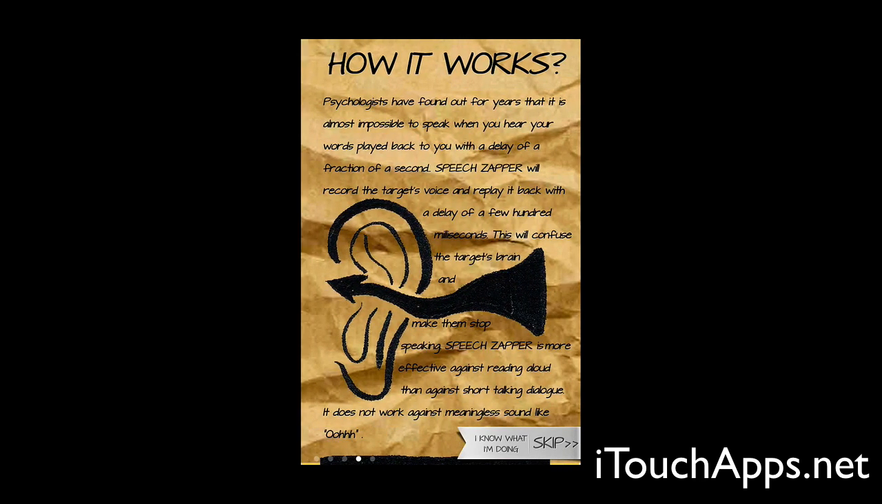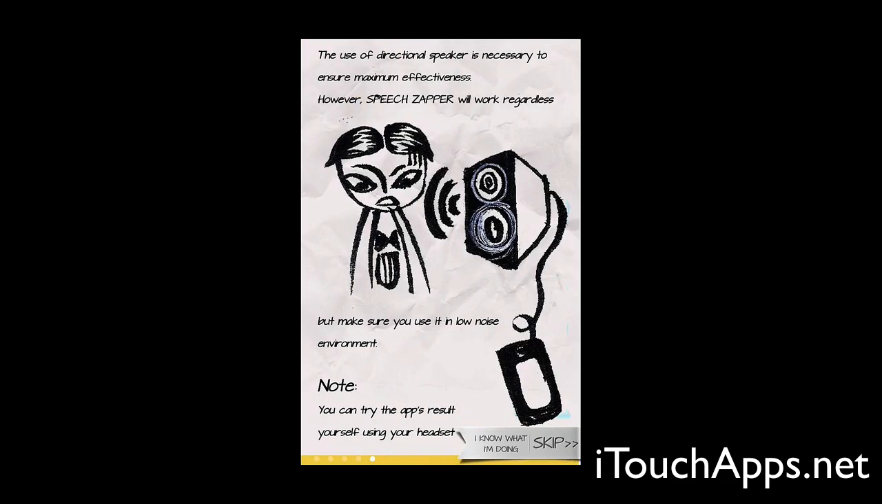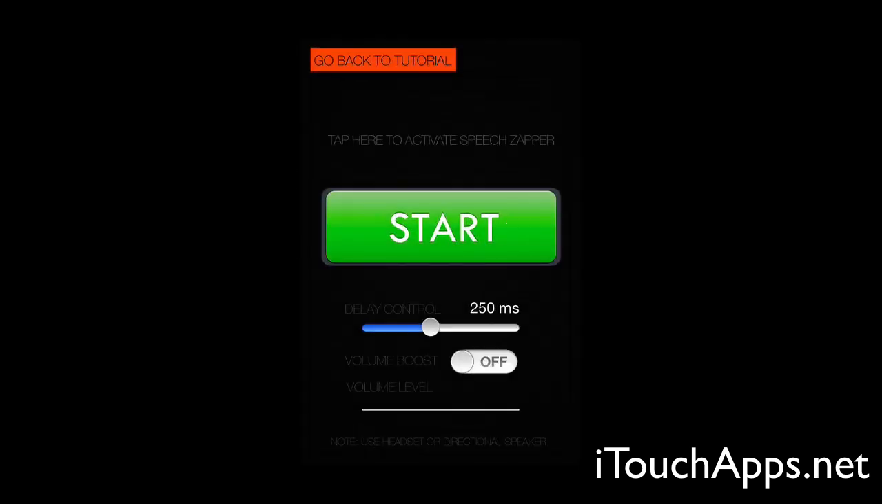So it basically says that psychologists have found out that it's hard to understand or speak when you hear your voice back to yourself with a short delay of a few hundred milliseconds. So if you play or launch this app around someone and start it, and then they start speaking and they hear their self back, it kind of confuses them and gets them off track and they can't remember what they were going to say. So we can skip through this to the actual app.